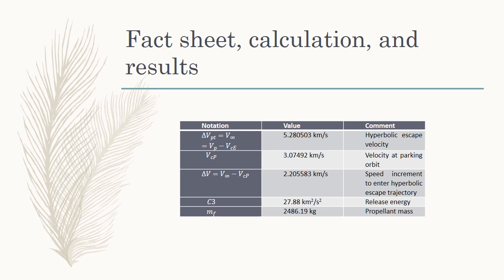The results here. There are the velocity at infinity or hyperbolic velocity, and then circular velocity at parking orbit, and then the speed increment to enter the hyperbolic escape trajectory. There are also reduced energy and propellant mass used to escape from the Earth into the hyperbolic trajectory.